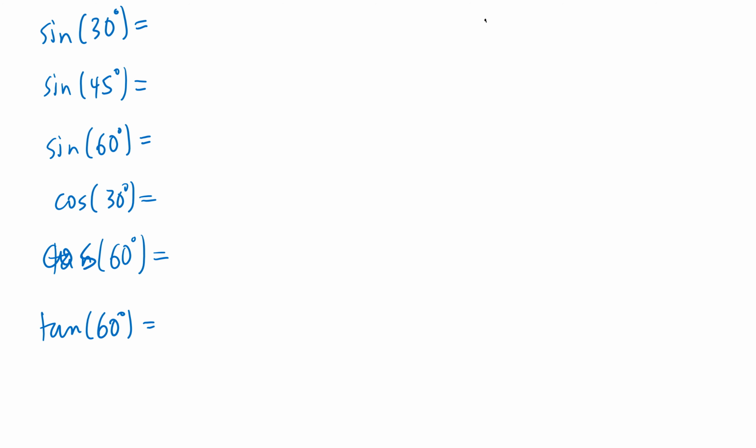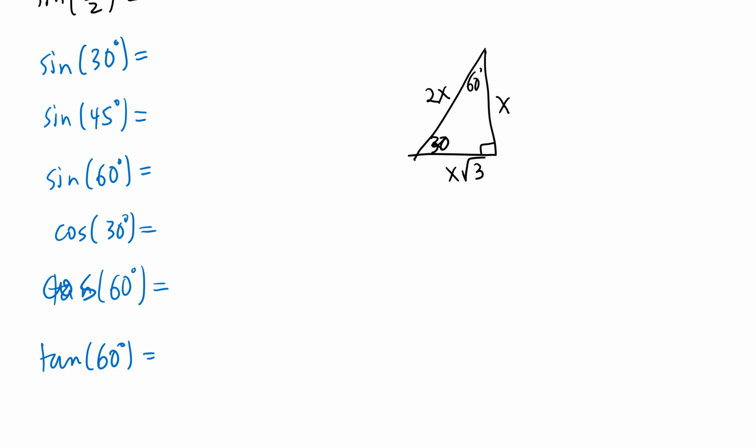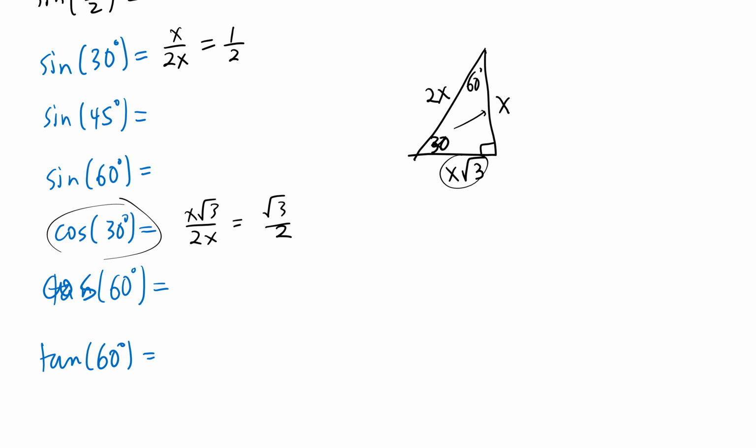This reminds us of the 30, 60, 90 triangle, the special right triangles. We can put this on the unit circle. If the side facing 30 is x, the one facing 90 is always double, and the one facing 60 is always the one facing 30 times root 3. By SOHCAHTOA, sine is opposite over hypotenuse, so sine 30 is 1/2. I can use the same triangle to find cosine 30: adjacent over hypotenuse, the x cancels out, root 3 over 2.